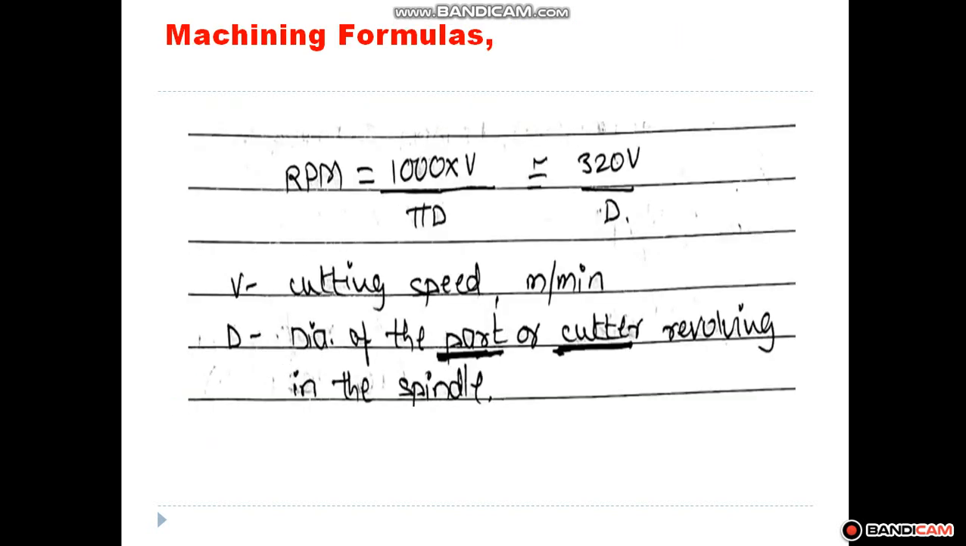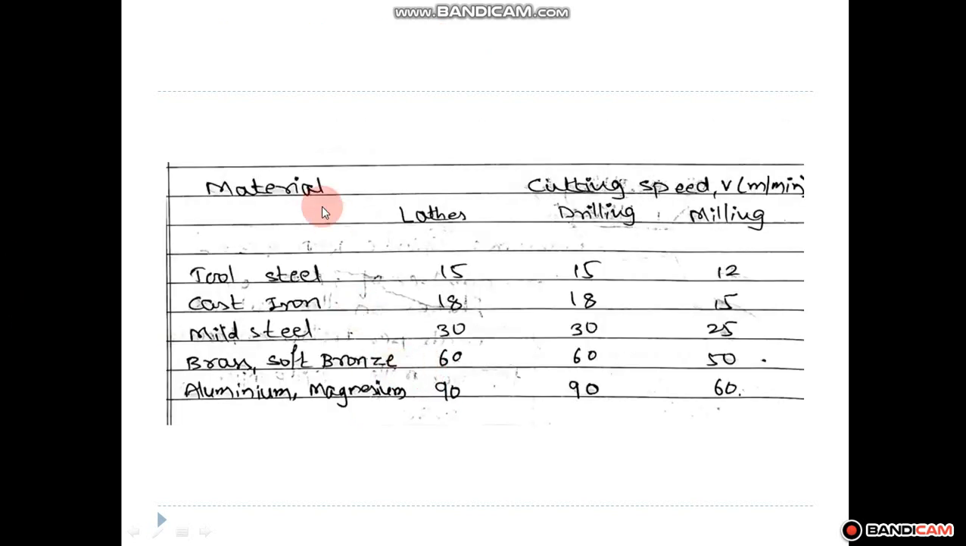Now, what are the machining formulas? We have to calculate the speed of the spindle, and give S, the speed, in the form S equals. The spindle speed is calculated in RPM: S equals 1000 multiplied by V, divided by pi, divided by D. Here V is the cutting speed and D is the diameter. You can take the values of V from this table of tool steel, cast iron, mild steel, brass, bronze, aluminum and magnesium.